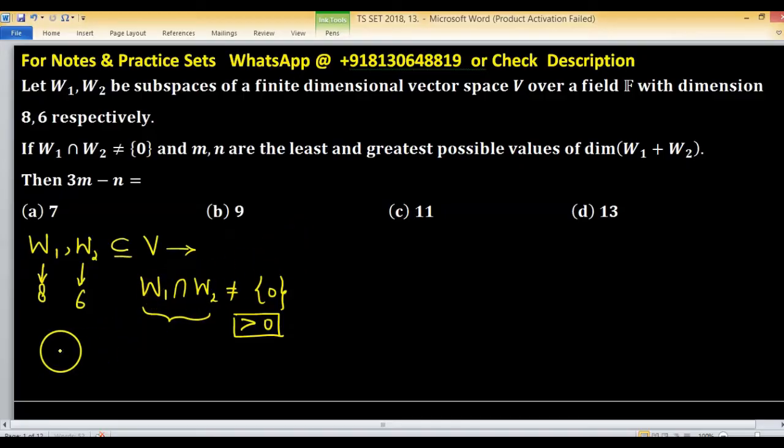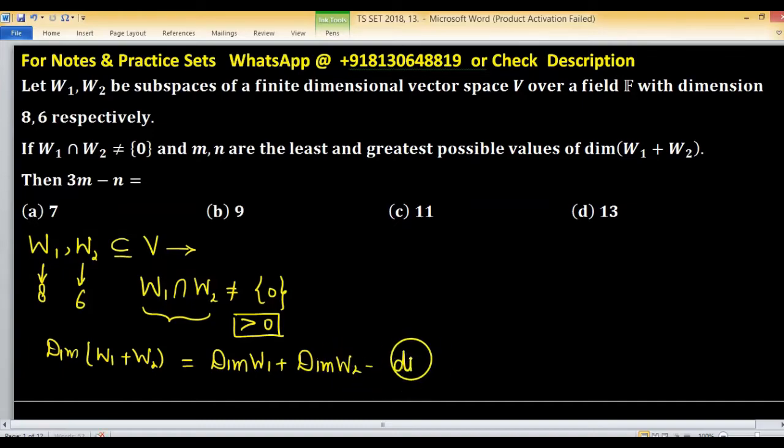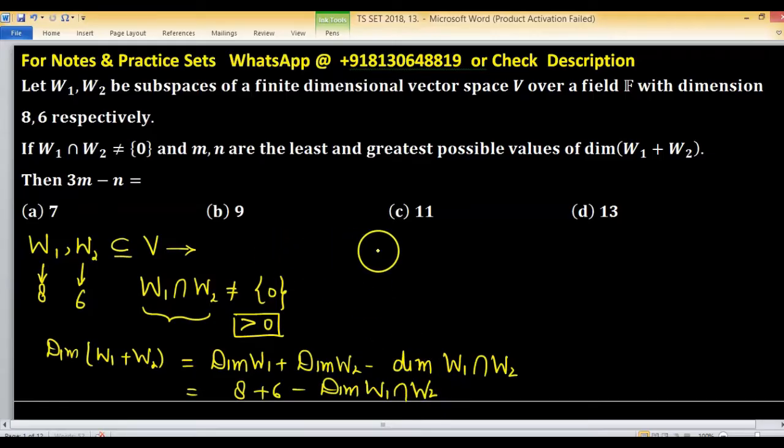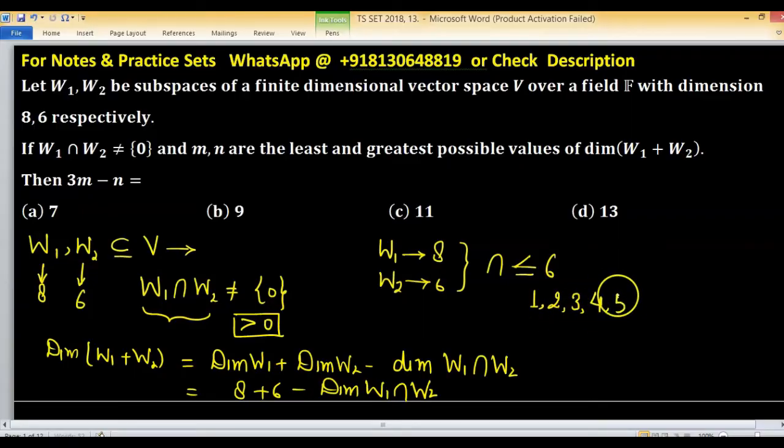Now recall the formula. Dimension of W1 plus W2 equals dimension of W1 plus dimension of W2 minus dimension of W1 intersection W2. That is 8 plus 6 minus the dimension of W1 intersection W2. As dimension of W1 is 8 and dimension of W2 is 6, the dimension of the intersection will be at most 6. Also the dimension is greater than 0, so possible dimensions of the intersection are 1, 2, 3, 4, 5 and 6.